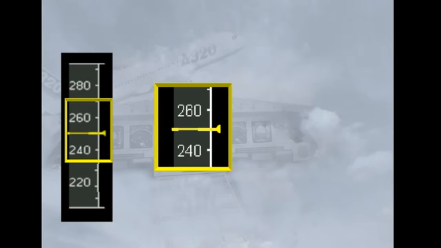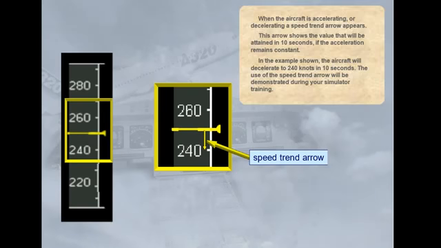When the aircraft is accelerating or decelerating, a speed trend arrow appears. This arrow shows the value that will be attained in 10 seconds if the acceleration remains constant. In the example shown, the aircraft will decelerate to 240 knots in 10 seconds. The use of the speed trend arrow will be demonstrated during your simulator training.